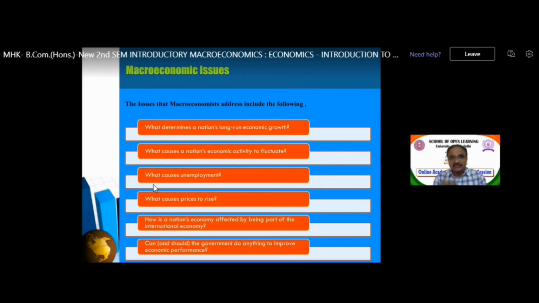In that case, you can discuss what inflation is, how you can measure it, and how you can control inflation. What policies are required? These are the basic issues which we are discussing. Next, another issue stressed by macroeconomists is how a nation's economy is affected by being a part of the international economy.